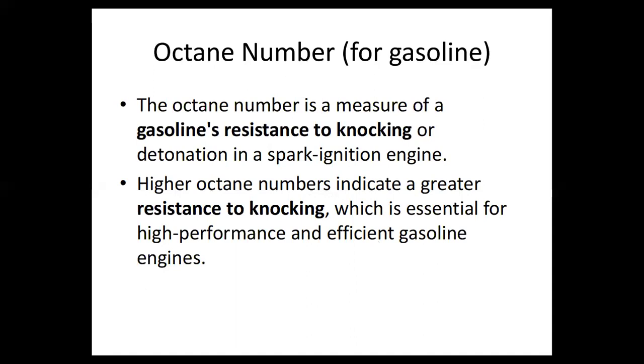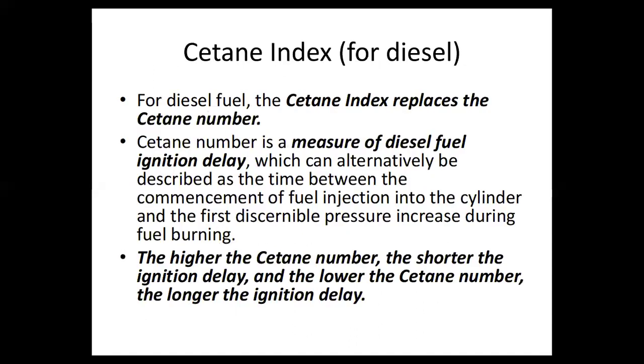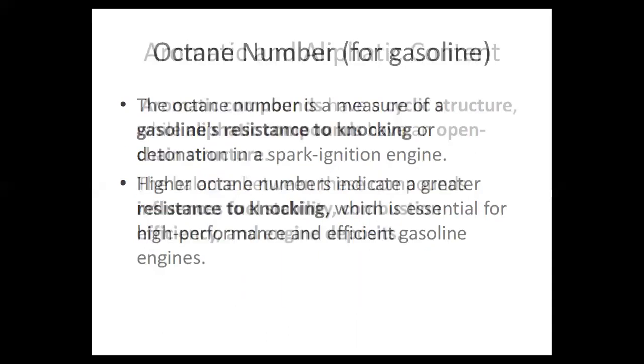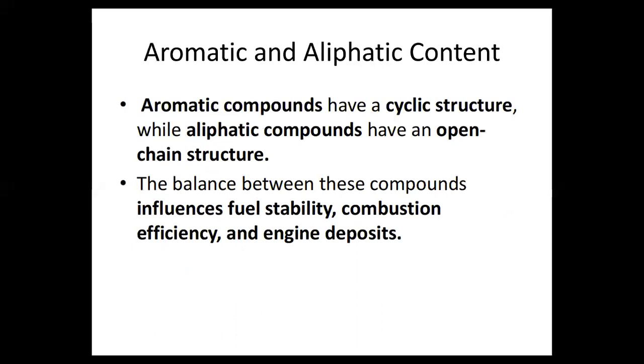But as what we need to have higher octane and at the same time higher setting number in order for us to have better quality of combustion with minimal delays in the operation. Next would be aromatic and aliphatic content. Aromatic compounds have a cyclic structure, while aliphatic compounds have an open chain structure.